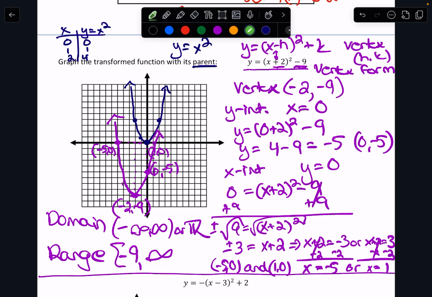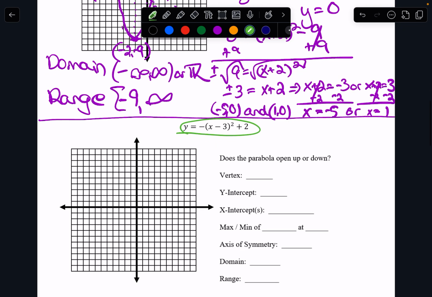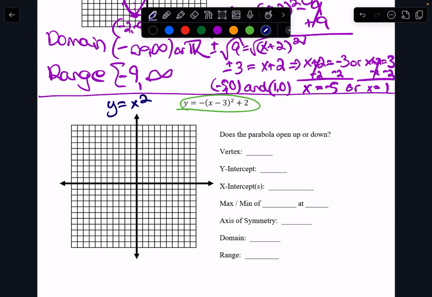Okay, let's look at this next one here. Same thing, our parent function is, again, y equals x squared. So we already plotted the points, or did the table, 1, 2, 3, 4 for the parent function. So we're just going to go ahead and graph the same thing here. Now, we have a question. Does the parabola open up or down? Well, this negative right here tells us that it's going to open down.